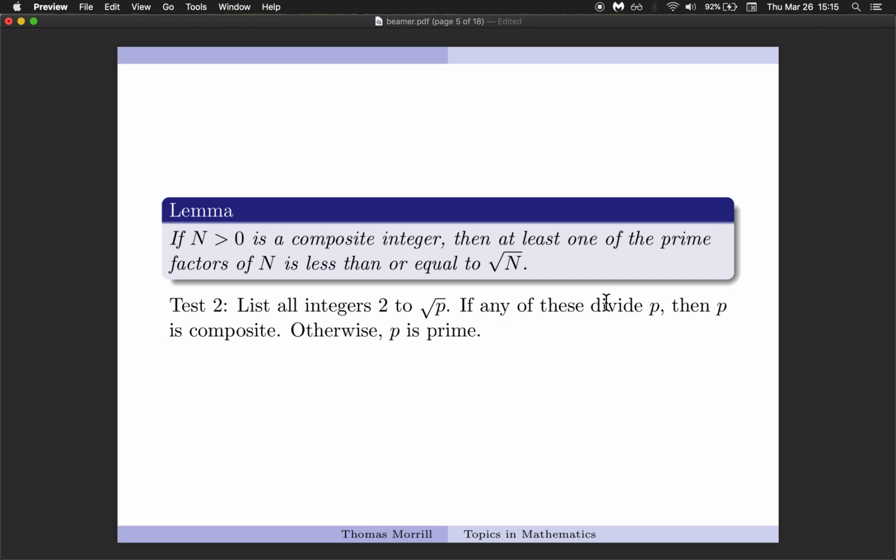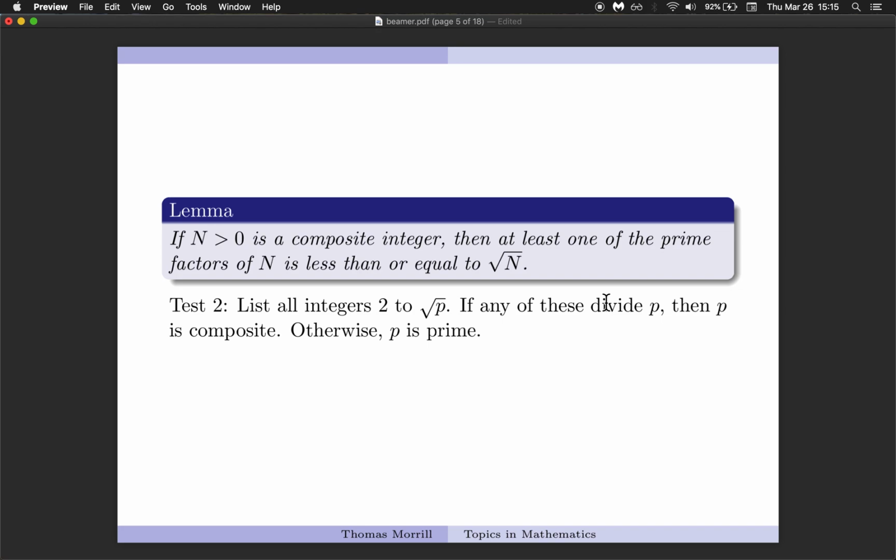Now, I got my second test here by thinking about which numbers I actually have to check. I only have to go up to the square root of p, but there's still some numbers on here that I don't have to check. Let's say that I try to divide by 2. I find out that 2 does not divide p. That's great. Then my next step is to check 3, and then the step after that is to check 4.